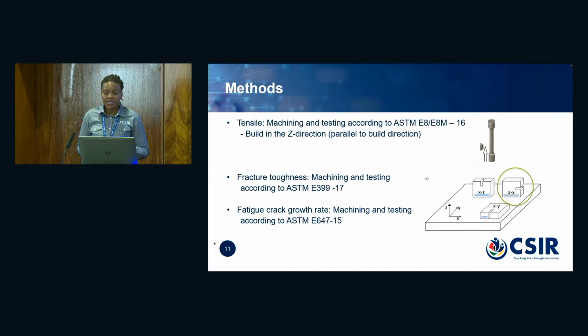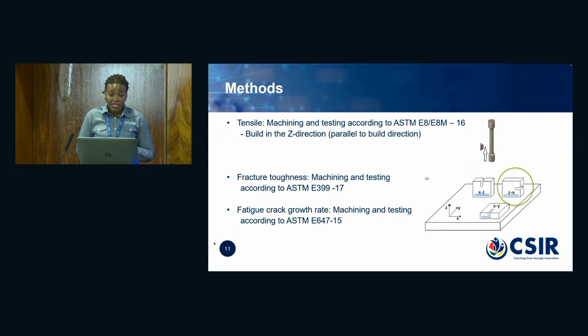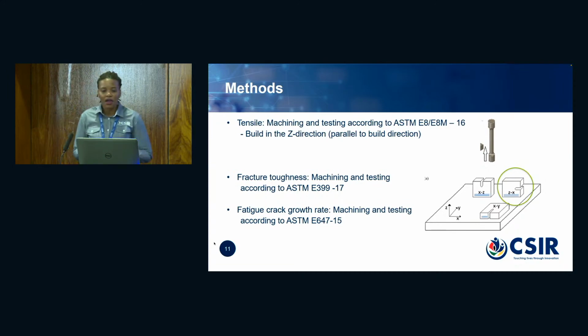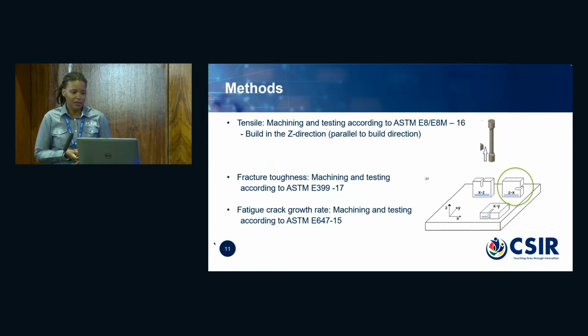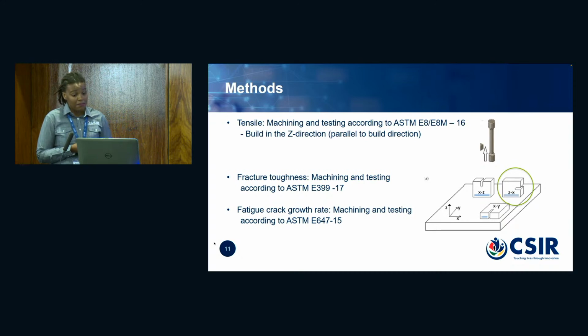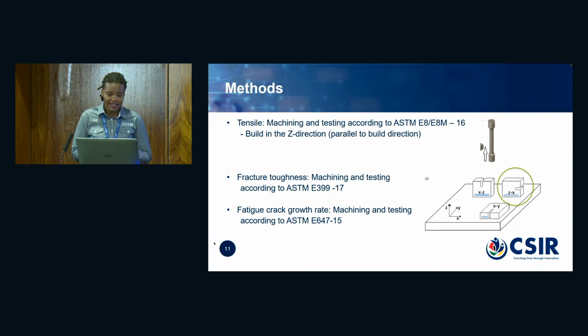Tensiles, fracture toughness, and fatigue crack growth rate specimens were built. For tensiles, the machining and testing was done according to ASTM standard E8-16, and the tensiles were built in the vertical direction. For fracture toughness, the machining and testing were done according to ASTM E399-17, and ASTM E647-15 for the fatigue crack growth rate specimen.